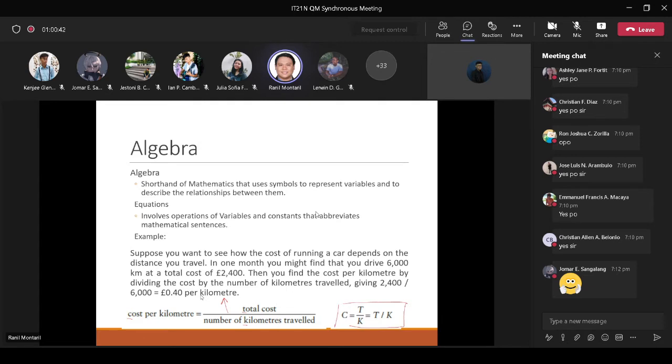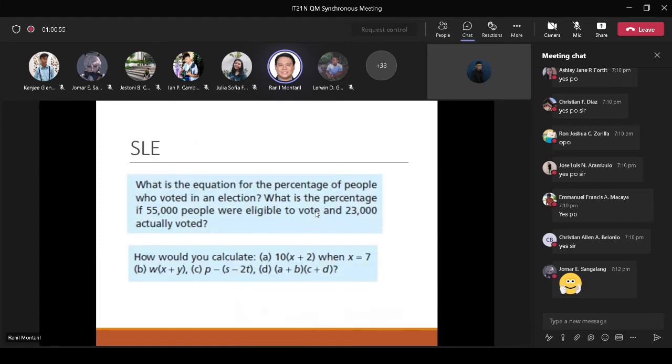Yun 'yun. Kaya abstract model kasi hindi naman natin siya nakikita, naisip lang natin siya. Tama ba? Hindi siya nararamdaman, hindi mo siya nakikita, 'di ba? So ini-imagine lang natin. So here we have here a problem. Can somebody read it? Iba naman. Sino ba pwedeng mag-participate? O sige, si Julia muna.